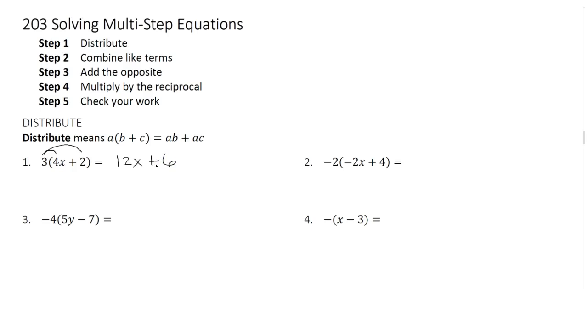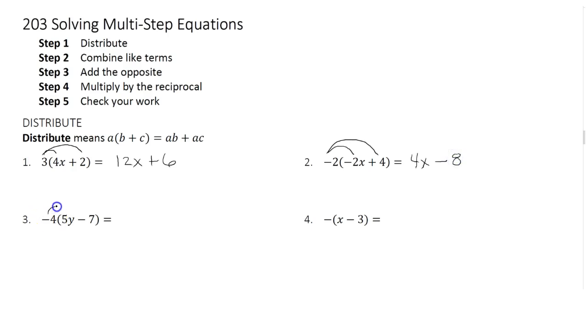In example 2, multiply negative 2 times negative 2x for positive 4x, and negative 2 times positive 4 for negative 8. Now pause the video and try the next two examples yourself. Now that you have tried it, check your work.